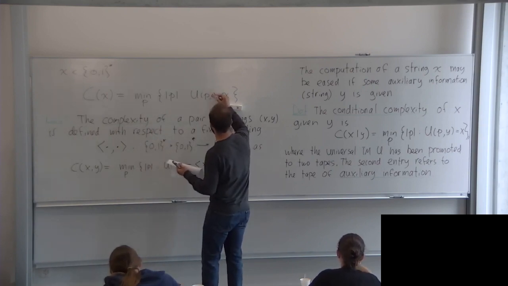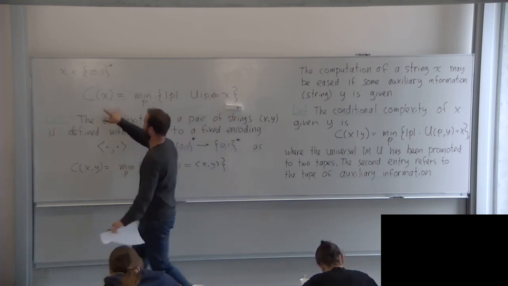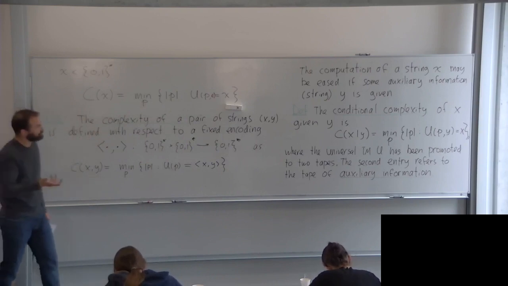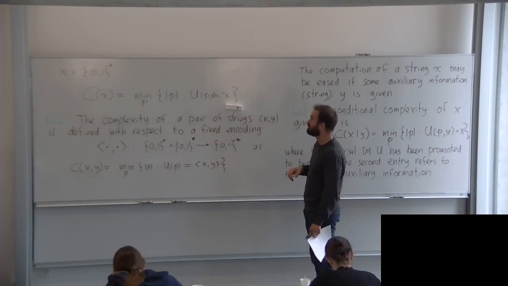That's the empty string, epsilon. And I'm still going to write it as C of x. C of x means the same as C of x comma epsilon.